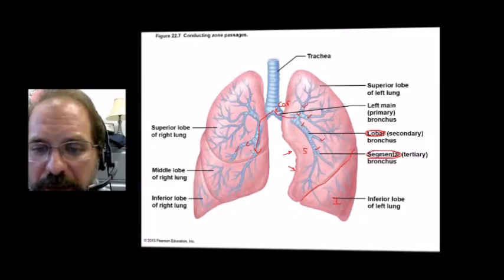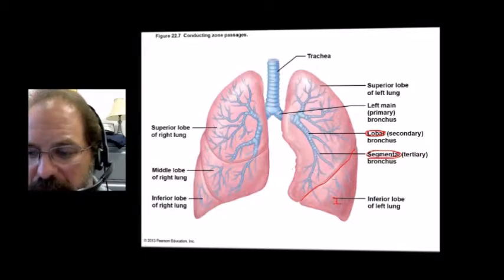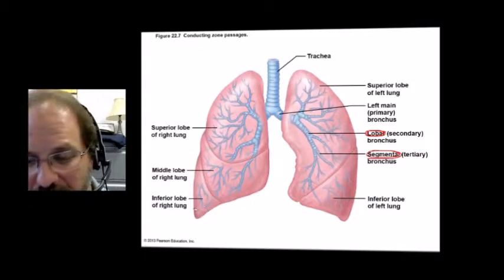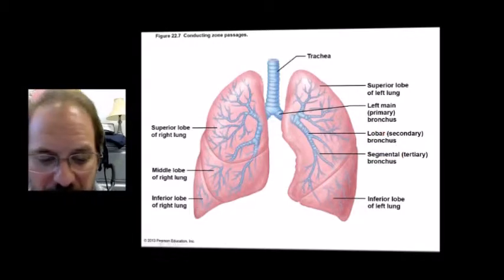So everything that we've talked about now up to this point would be the conducting zone. That's just about mechanical ventilation, moving air in and out of the lungs. When we get to those tiny little spots I just erased, that's going to be the respiratory bronchioles, and that is the beginning of the respiratory zone, as the name would kind of imply.